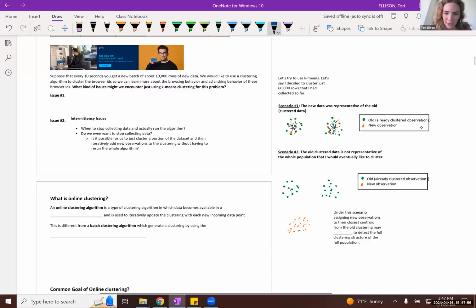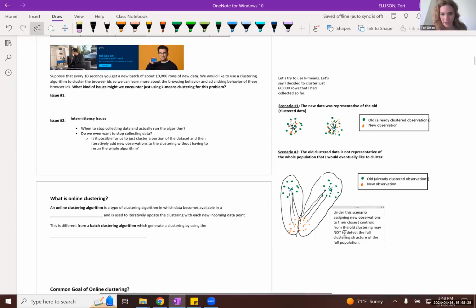So unfortunately, in a scenario such as that, if we were to assign each of our new observations to their closest centroids, then we could end up getting a k-means clustering, if you will, which is markedly worse. Or in other words, it fails to identify the inherent clusters that actually exist in this full data set that we would like to cluster. That would be something that we would want to consider.